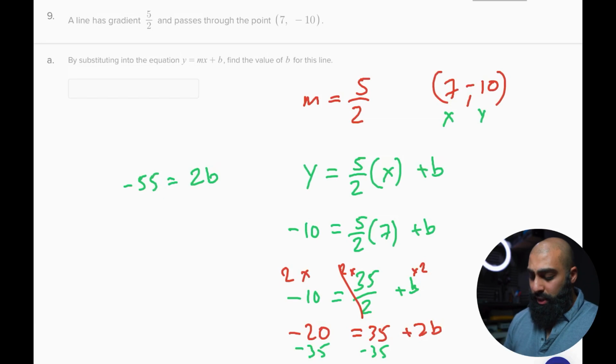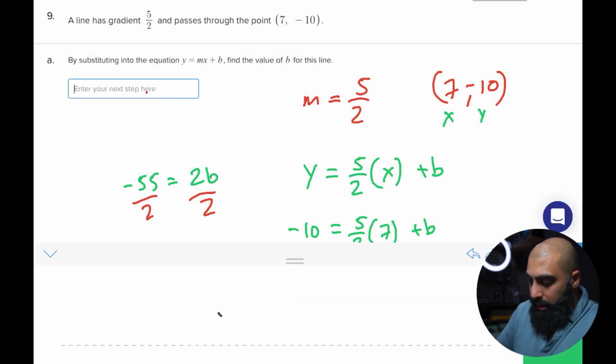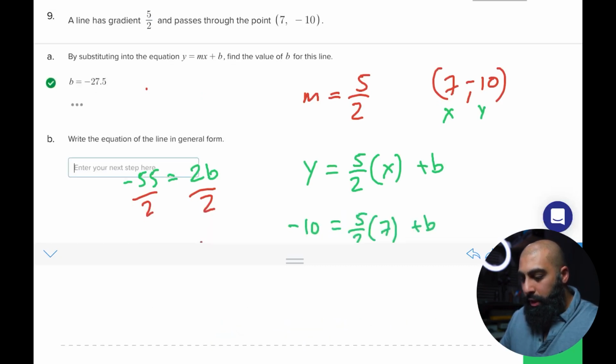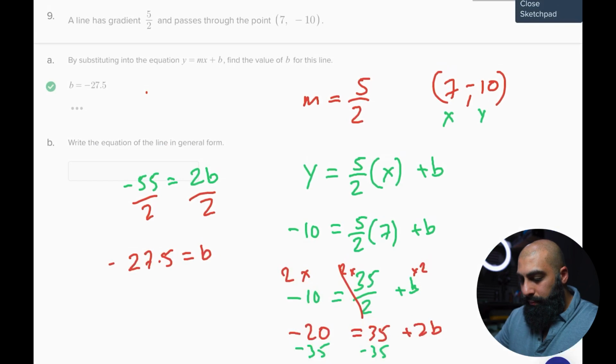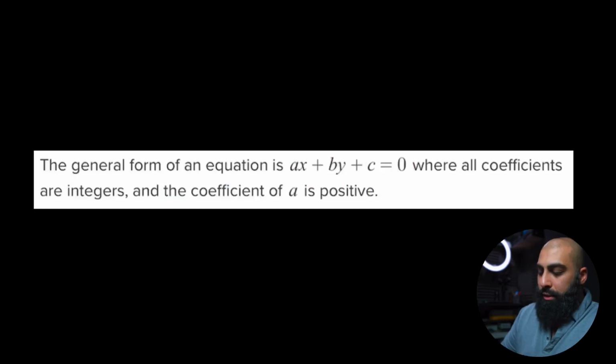And now all I need to do is divide by 2, divide by 2. Okay. 55 divided by 2 is 27.5, negative 27.5. So b is equal to minus 27.5. Okay, good. It says write the equation of the line in general form. Now, the general form of an equation is ax plus by plus c equals 0, where all coefficients are integers and the coefficient of a is positive.